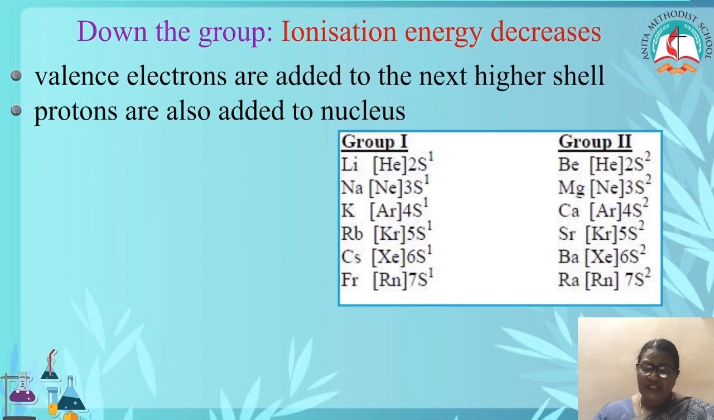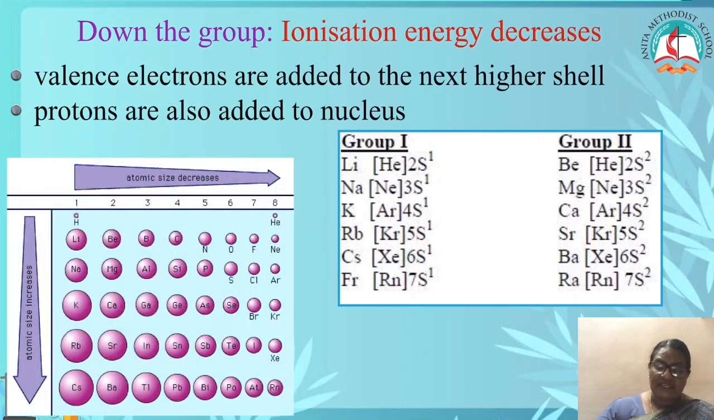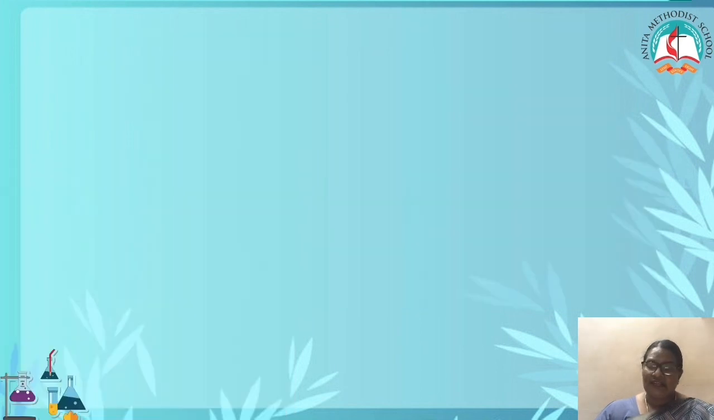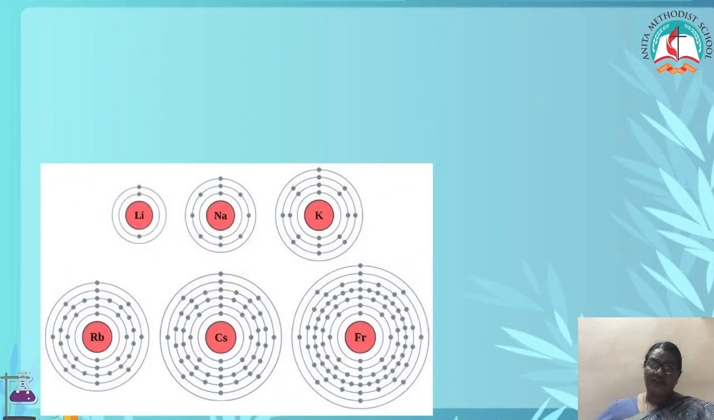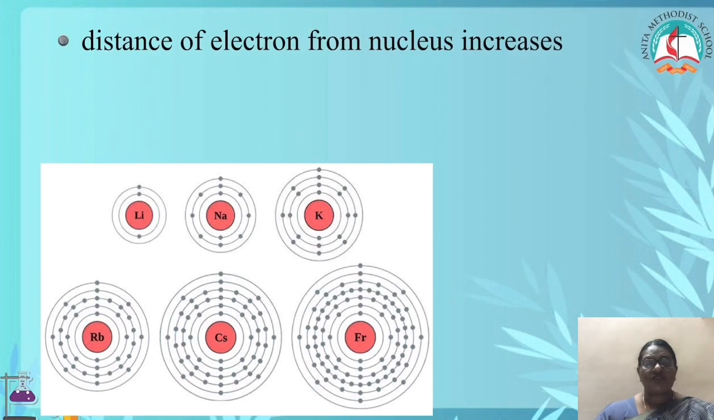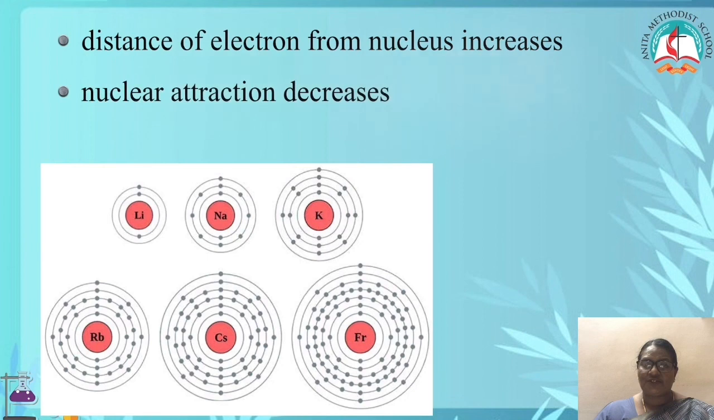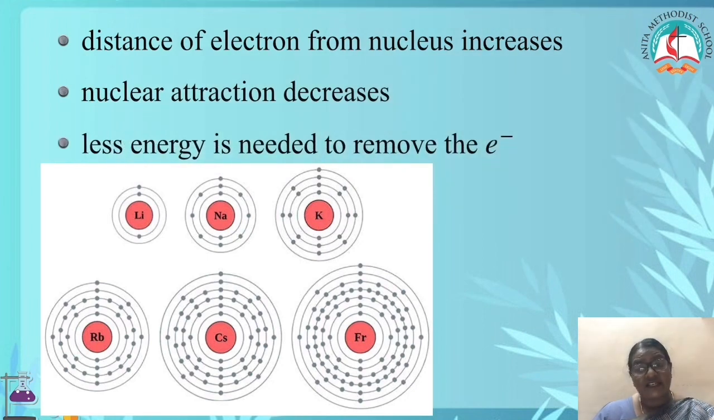Because they are added to the next higher shell, atomic size increases. When we go down the group, the size increases. Because the size increases, the electrons are moving far away from the nucleus. Distance of the electron from the nucleus increases. If this is going to increase, force of attraction will be less. The nucleus cannot hold the outermost electrons tightly towards itself. Easy for me to remove the electrons. Therefore, ionization energy decreases.